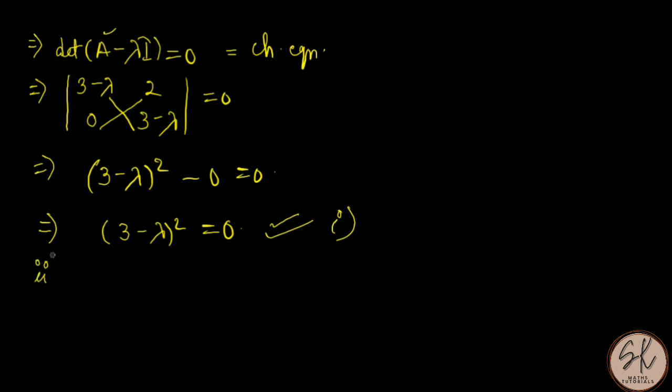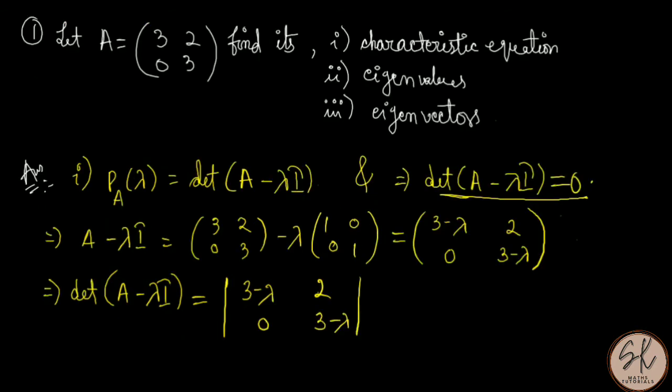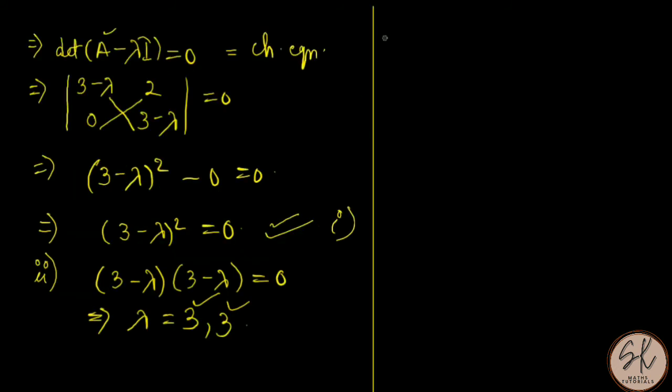Now bit 2. We need to find the eigenvalues of the matrix A. This can be written as (3 minus lambda) into (3 minus lambda) equals 0. So therefore we got lambda equals 3, 3. These are the eigenvalues of the matrix A. Next we need to find the eigenvectors.